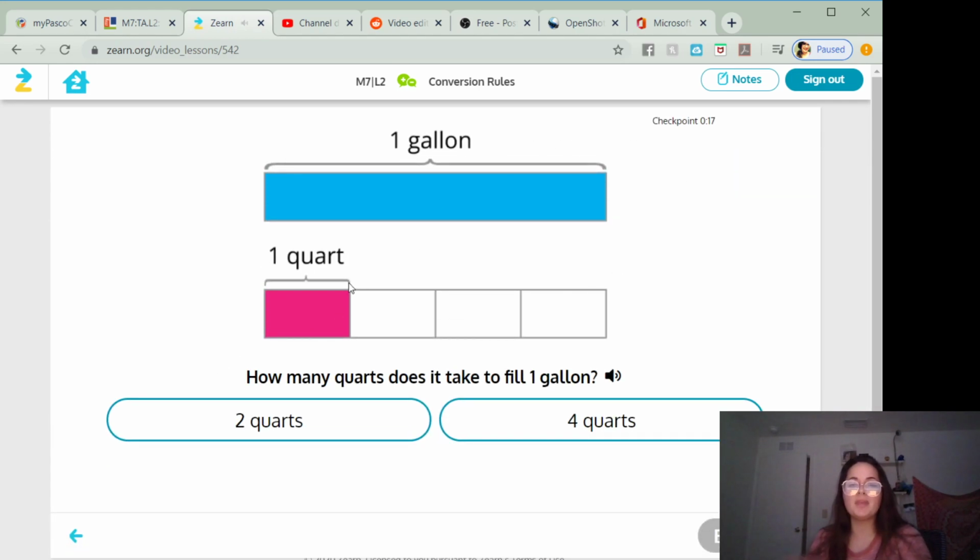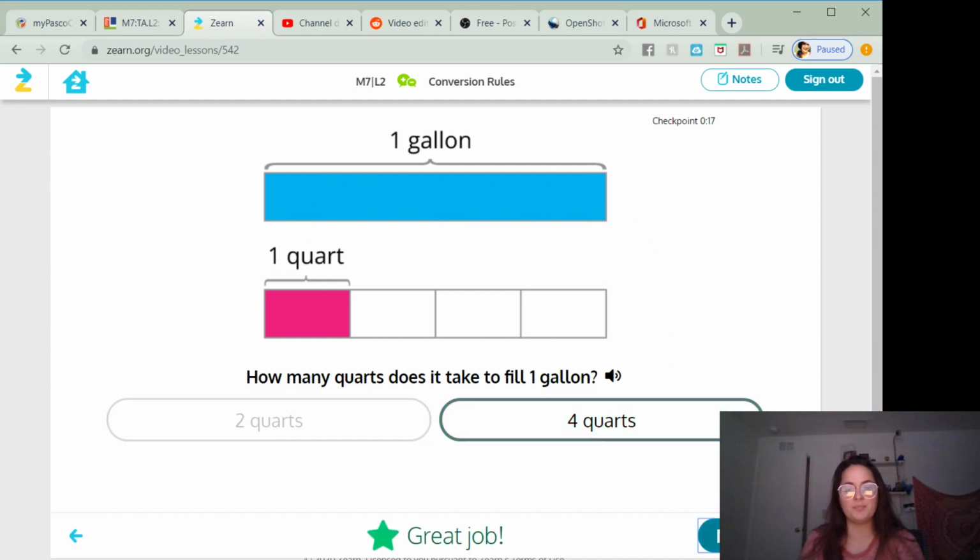Okay, so if you watch that, how many times did it take her to use that 1 quart to fill it up to the gallon point? So how many quarts did it take to fill up to the 1 gallon? If you said 4 quarts, then you would be correct. You could even rewind the video and watch it again and see how it takes 4 of those quarts to make 1 full gallon.